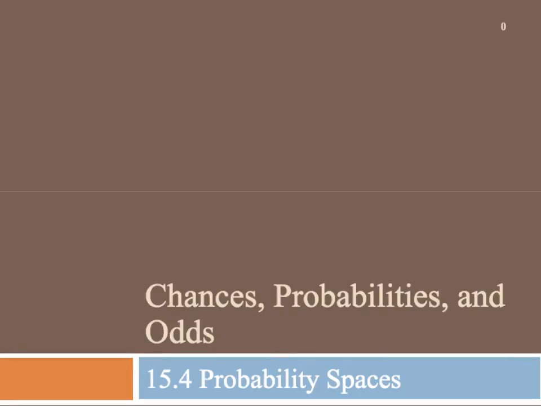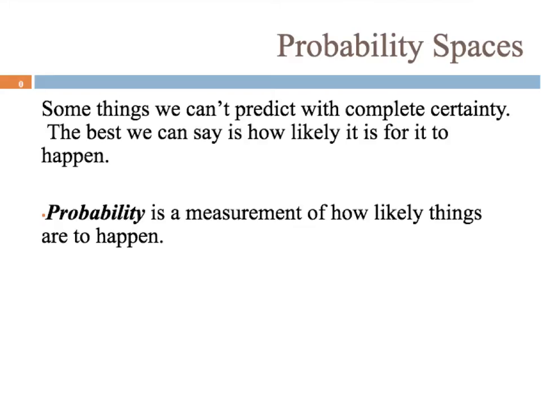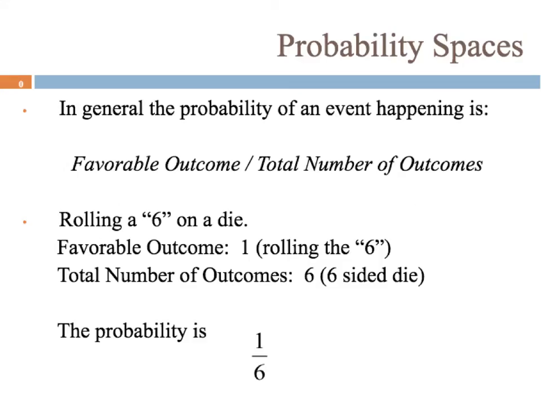This section is on probability spaces. So the point of probability is that we can't always predict things with absolute certainty. So we can make an estimate on how likely it is for something to happen. So our official definition here for probability is a measurement of how likely things are to happen. Generally, probability is a ratio or a fraction of the favorable outcome out of the total number of outcomes.